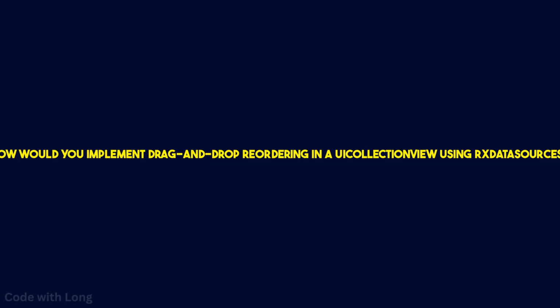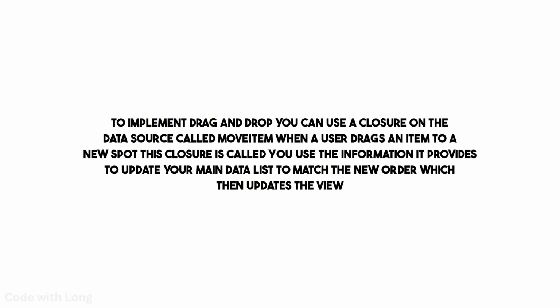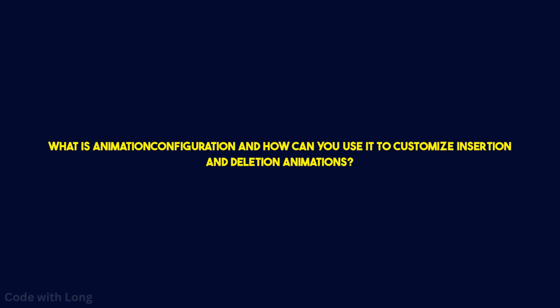How would you implement drag-and-drop reordering in a UI collection view using RX data sources? To implement drag-and-drop, you can use a closure on the data source called MoveItem. When a user drags an item to a new spot, this closure is called. You use the information it provides to update your main data list to match the new order, which then updates the view.